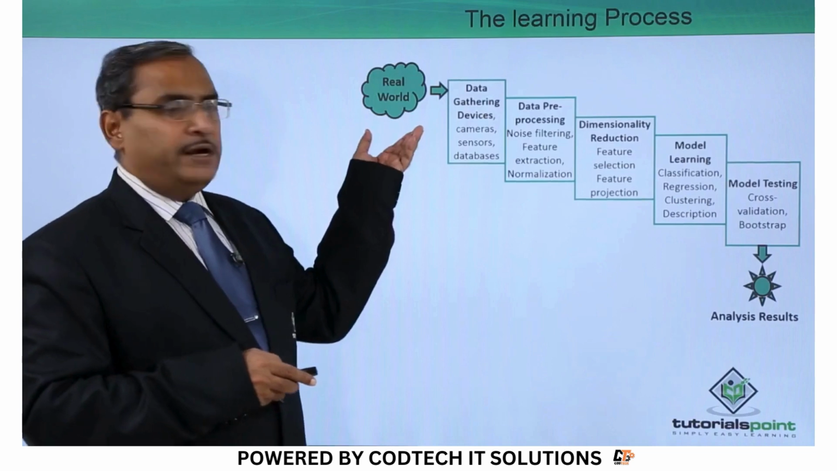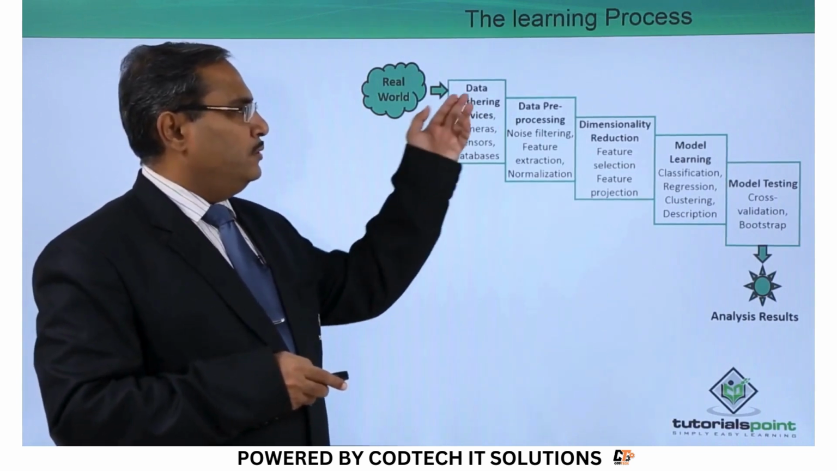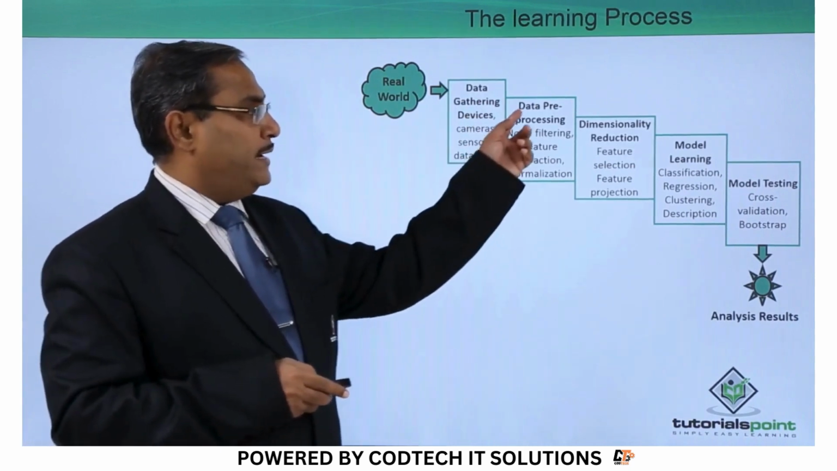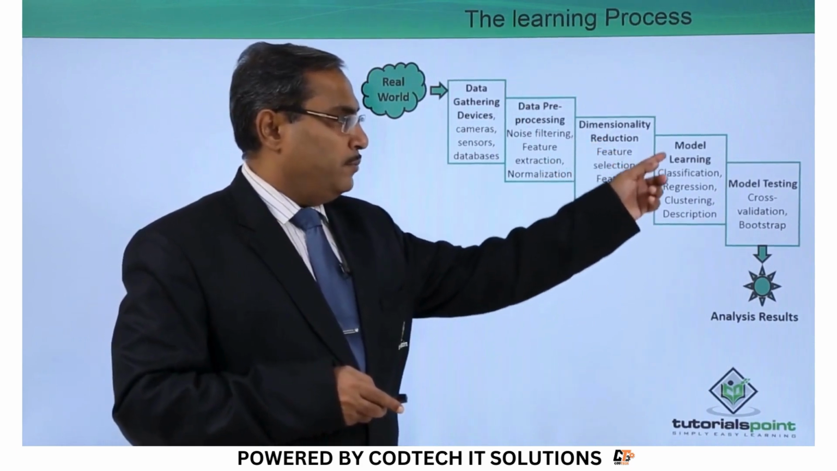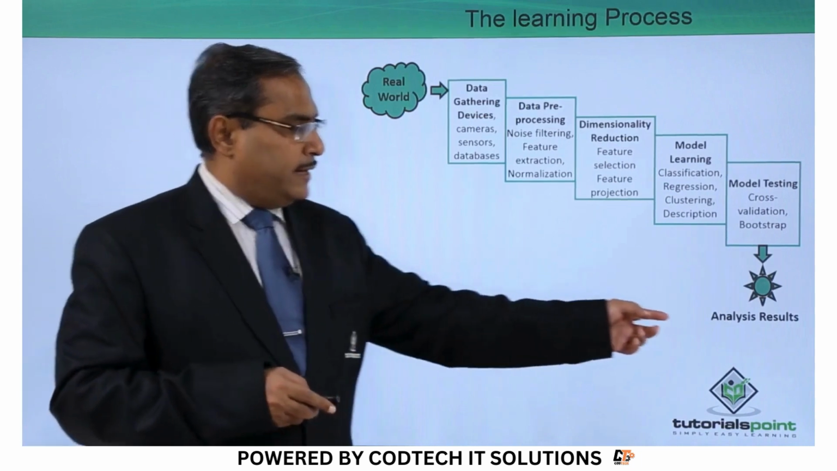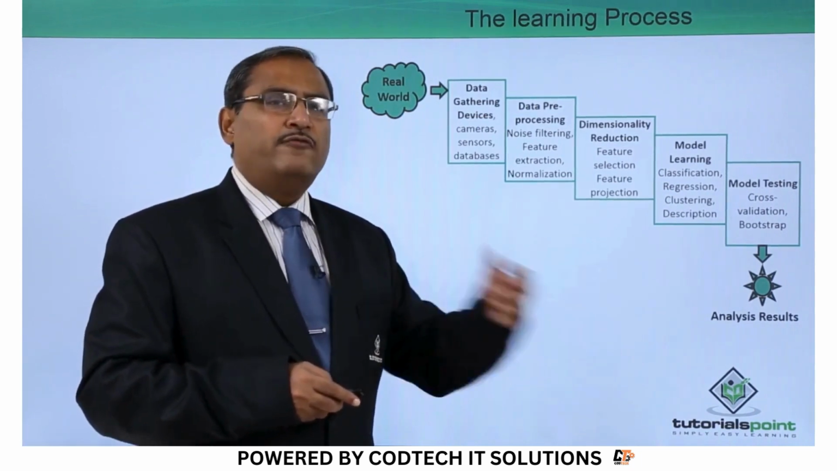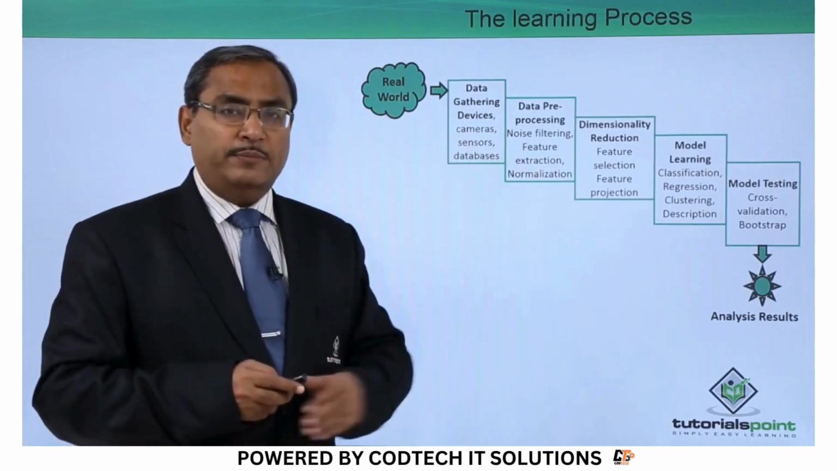So this is our real world. The first step from the real world is that data gathering has to be done first. Then we will be going for data pre-processing, dimensionality reduction, model learning, and then model testing. And then our model will be ready for the analysis of unknown data for prediction. So these are the basic steps in our learning process.